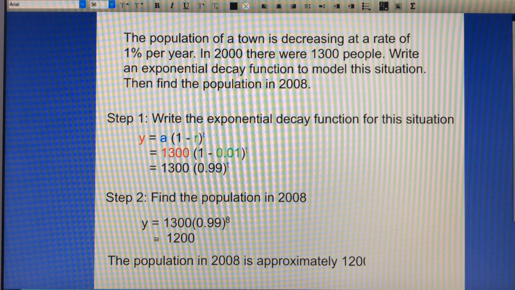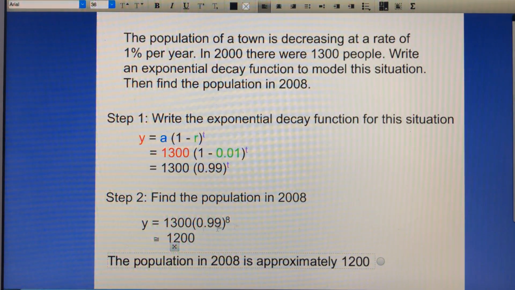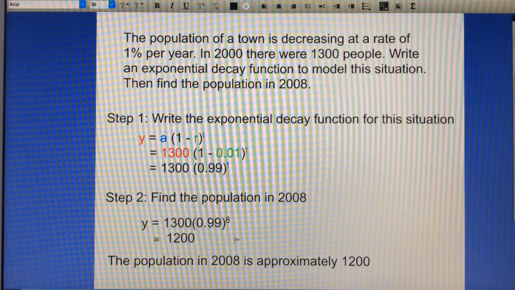I went up 8 years. I went from the year 2000 to the year 2008. So my years were 8. I do my calculations, and it is approximately 1,200. The population in 2008 is approximately 1,200. Of course, I want you to go back and look at those formulas.